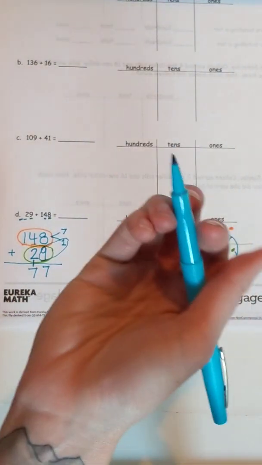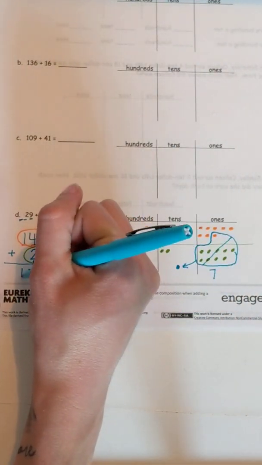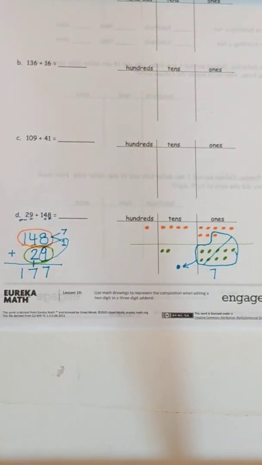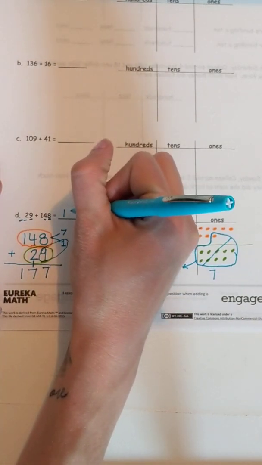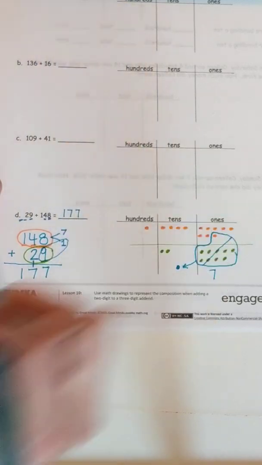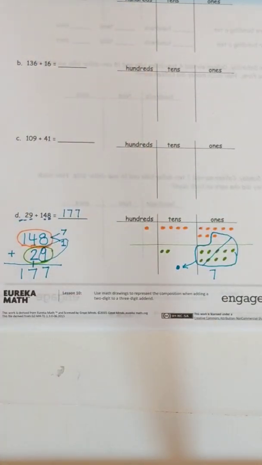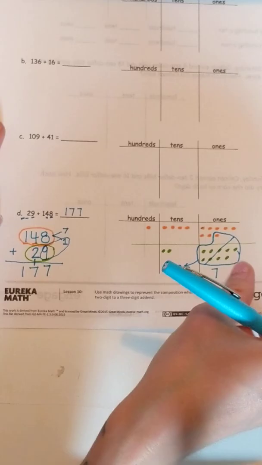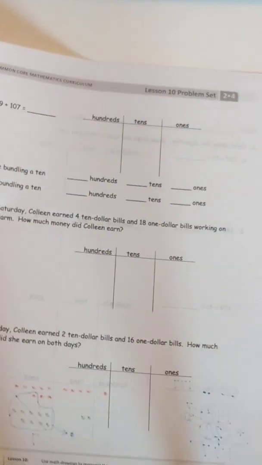Okay, and then I just look at my hundreds. I just bring that one right down because there's no other hundreds to add to it. I know that 29 plus 148 is 177. Awesome. Okay, so now let's take a look at one of these on the back.